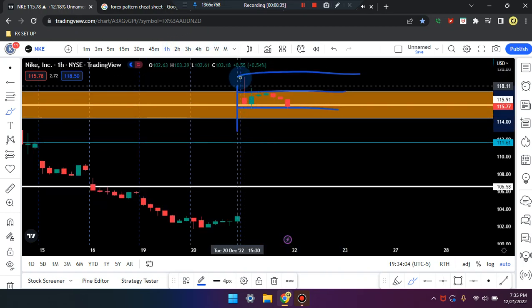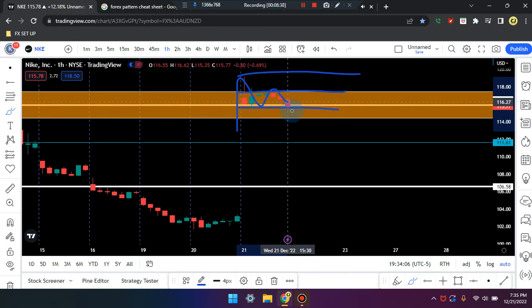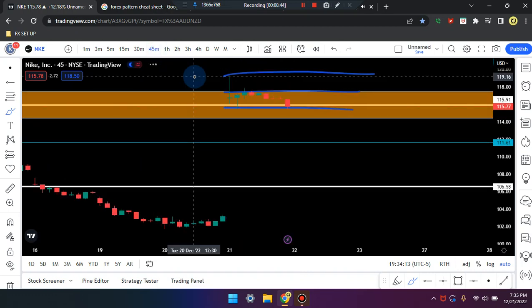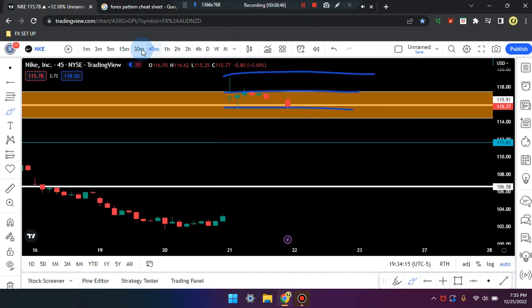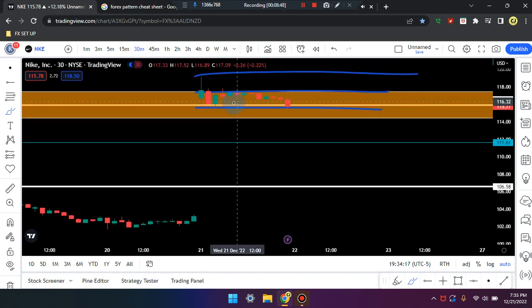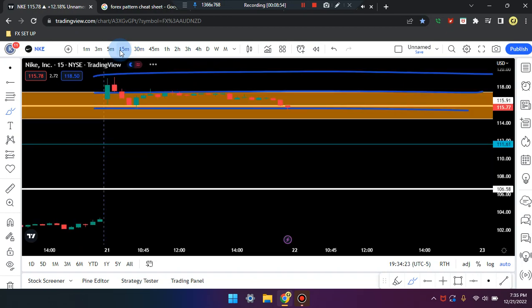Same as well, market broke, came back to retest, pushed up. It's creating an M pattern, so we can start to see that M pattern form if it breaks out that support line. Headed down to the 45, same as well. Bearish red candle. Headed down to the 30, same as well. Bearish red candle, still touching the top of that support line. Headed down to the 15, same as well.